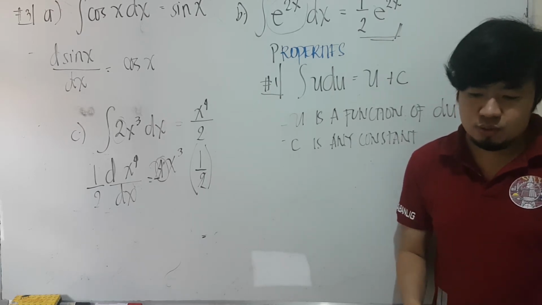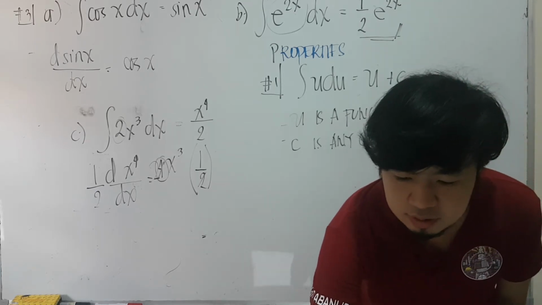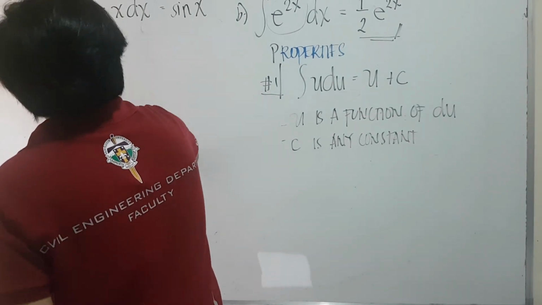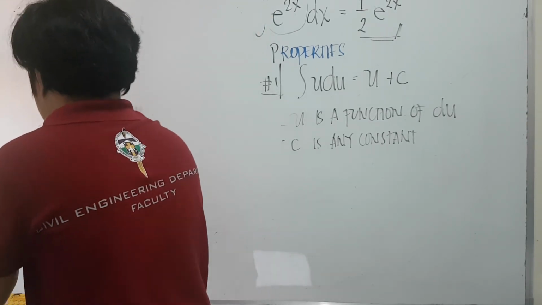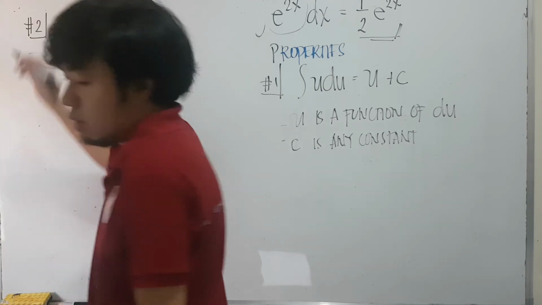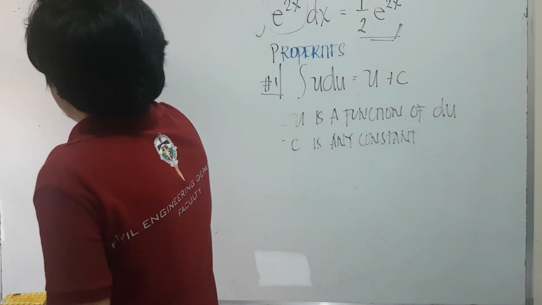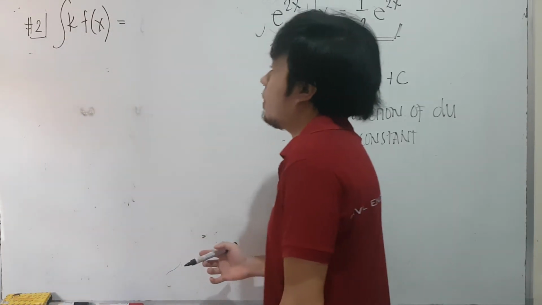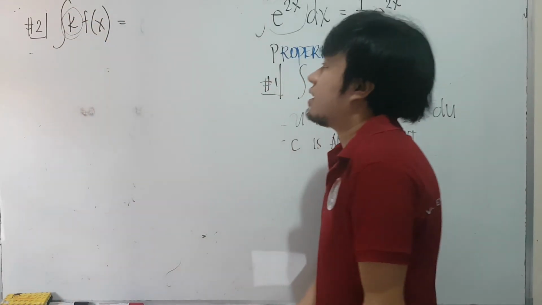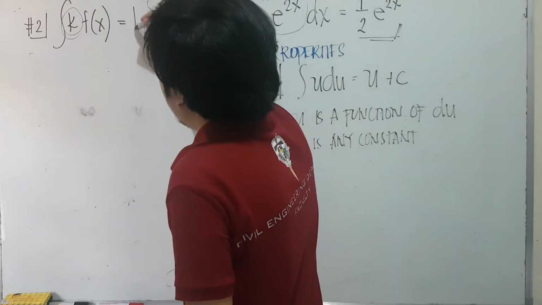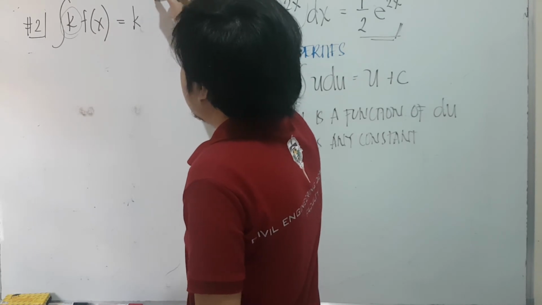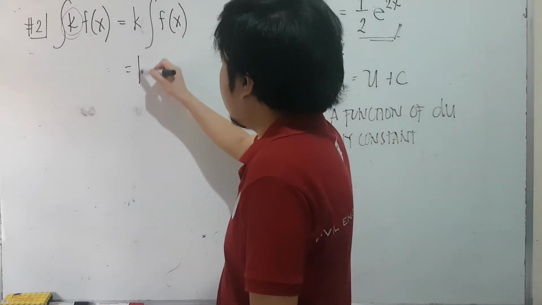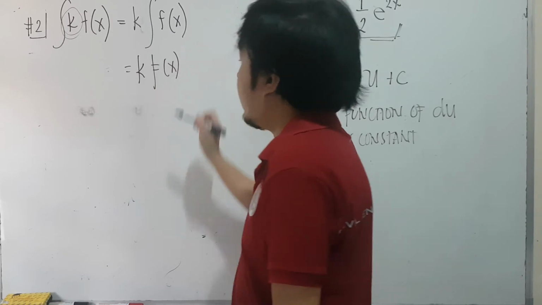Okay? Number 2, we have here the integral of k f(x). Take note that we have here a constant k. So if that would be the case, we are just simply going to factor out the constant. So k times the integral of f of x. Okay, so that would be k times F of x.